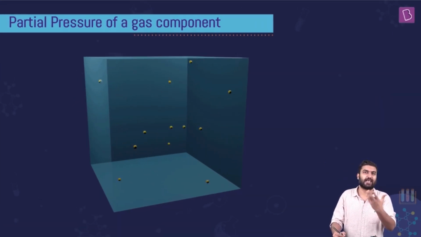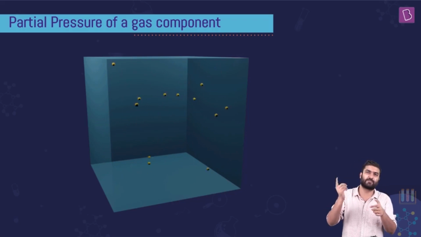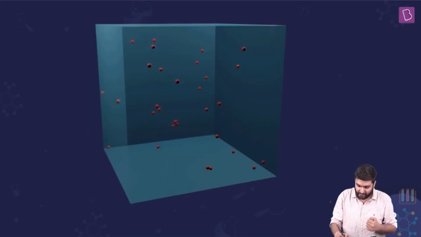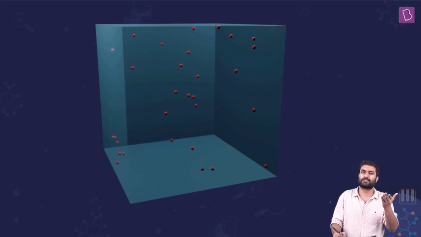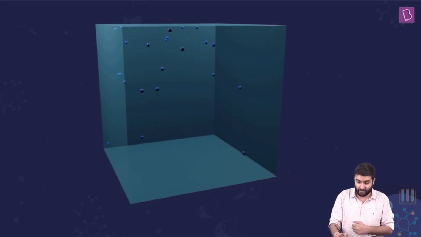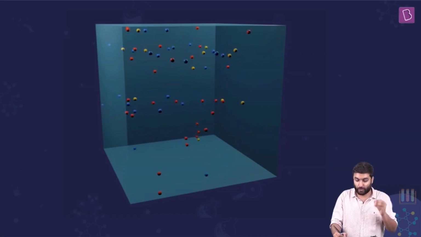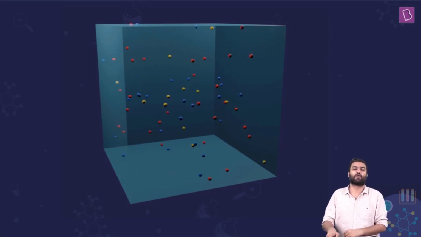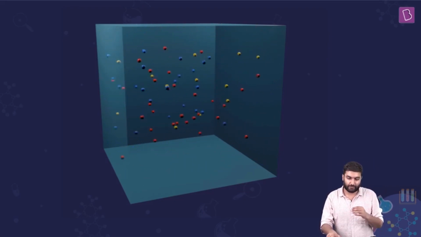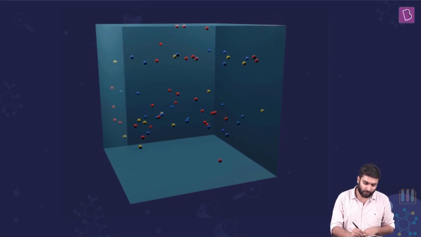It has, let's say, gas A or gas 1, whatever you want to call it, right? They are moving randomly, colliding with each other and the walls of the container. Okay. Then you have another gas, let's say gas red or gas B or gas 2. Okay. Then you have a third gas, right? Okay. Now what we are going to do here is combine all three of them in the same fixed volume.